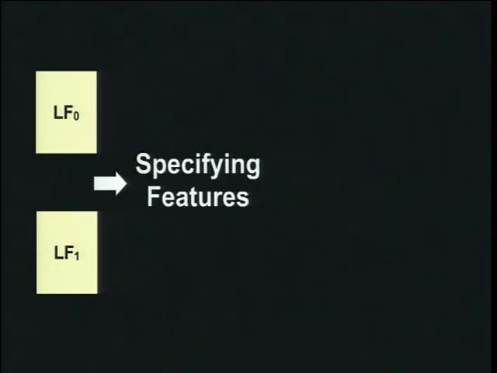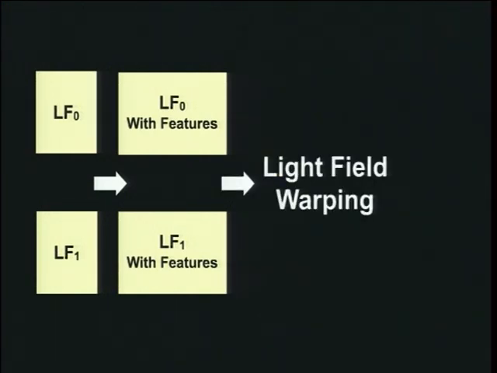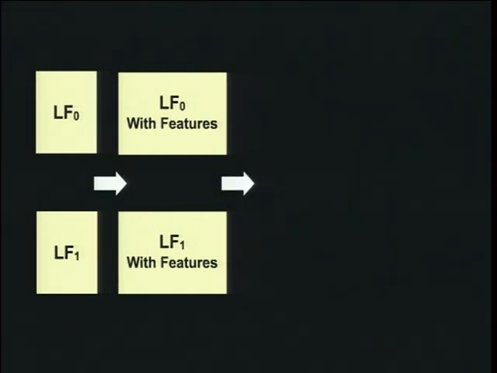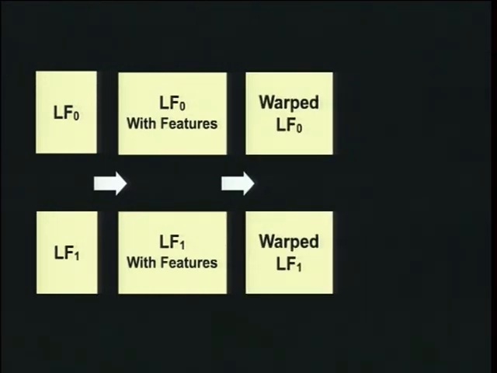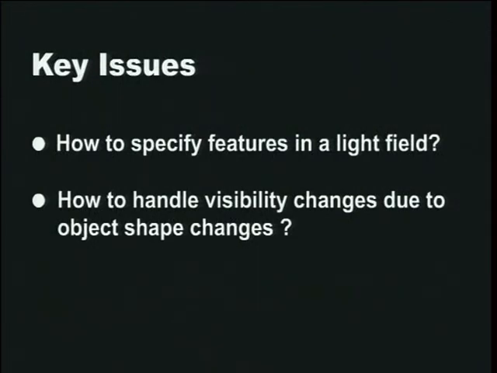In our system, the user starts by specifying features in the source and target light fields. Then the system warps the source and target light fields so that the user-specified features are aligned. Finally, the two warped light fields are blended to produce the morphed light field. There are two key issues in light field morphing: specifying features and handling the visibility changes.